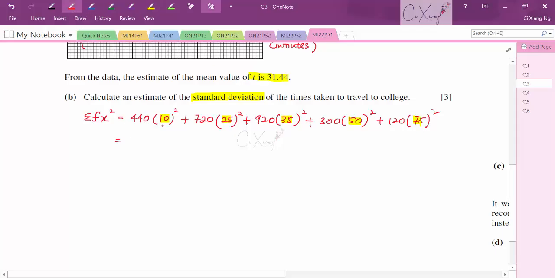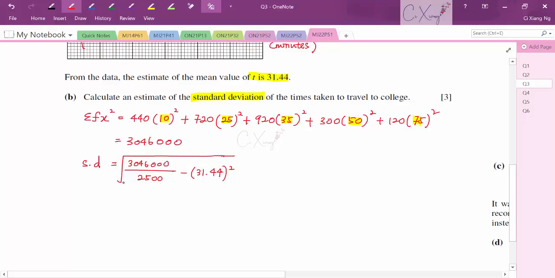If I calculate the summation of this, I'm having 3046000. Now I will find the standard deviation. Generally the formula will be the summation of fx squared divided by the summation of f, which is 2500, minus the mean squared. It is provided that the mean is equal to 31.44, and we square it.